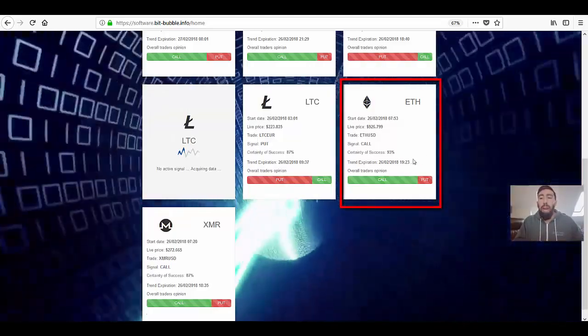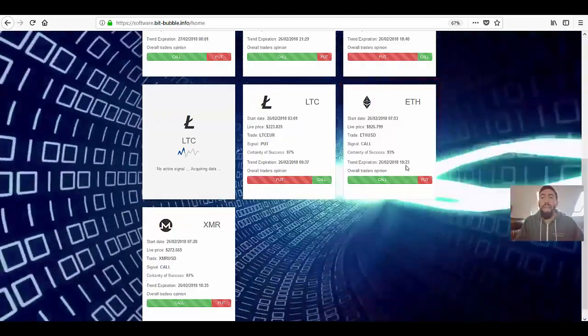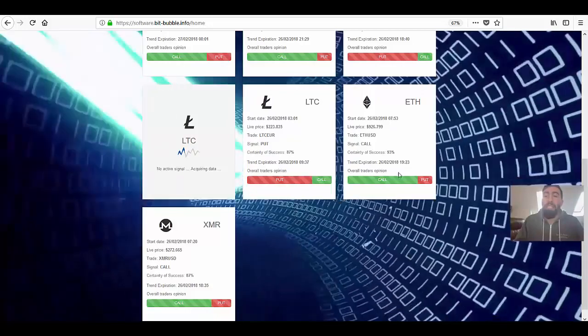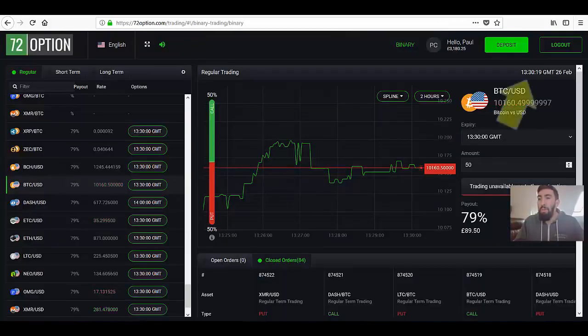So let me just clarify a common confusion here, guys. So we have the trend expiration at 19:23, and according to our broker, it is only 13:30 GMT.